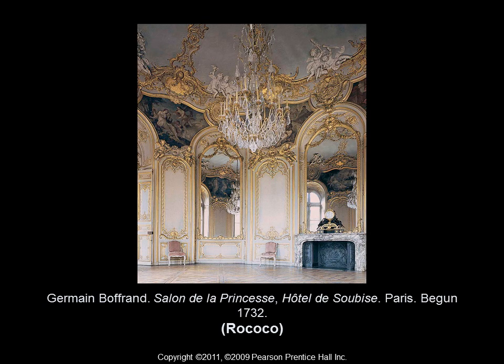Rococo is a lighter, more playful version of Baroque art. There's a lot of decoration and lavishness to it, but there's not as much. This is the Salon de la Princesse from the Hôtel de Soubise in Paris, which was begun in 1732, designed by Germain Boffrand. This was a place to enjoy your surroundings, not to get lost in any heavy subject contained within the paintings. Everything has a light subject matter.